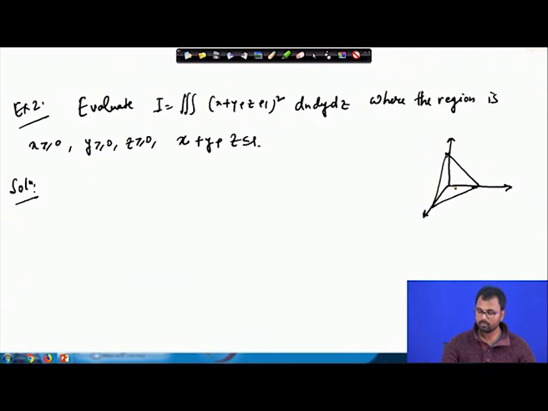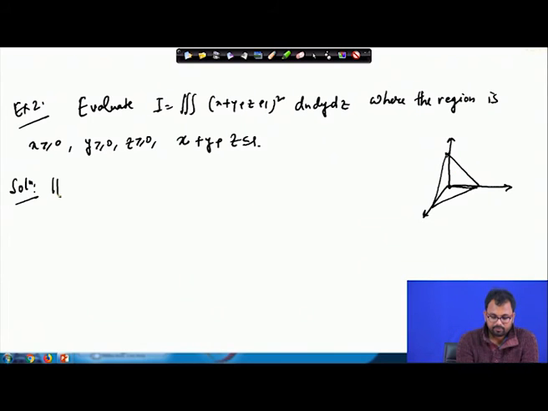Now, we have to consider the fact that x is positive. That means all the points of the region which are lying on the positive side of the x axis. Similarly, y is positive, so we consider all the points lying on the positive side of the y axis, and then z greater or equal to 0, all the points on the positive side of the z axis. And x plus y plus z less or equal to 1 is the part under the plane, forming a bounded region.